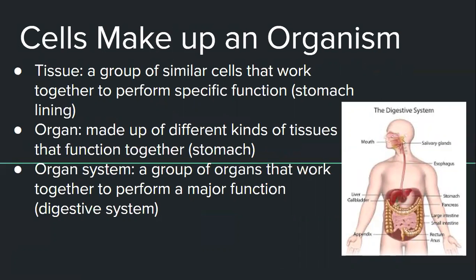For example, your stomach is made mostly of muscle cells that form muscle tissue. The muscle tissue helps your stomach churn your food for digestion. Your stomach also has glands that produce stomach acid. The glands are another type of tissue. As a whole, the stomach is an organ made up of different kinds of tissues that function together. A group of organs that work together to perform a major function make up an organ system. Your stomach is part of your digestive system, where it breaks down your food into useful substances.